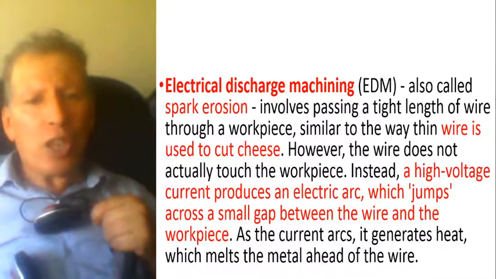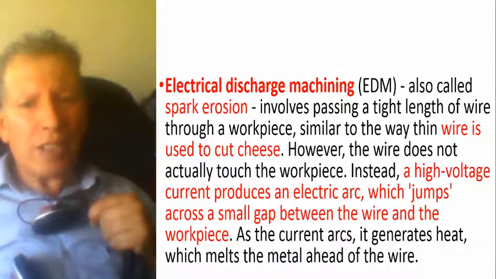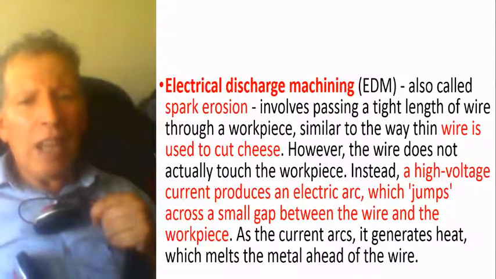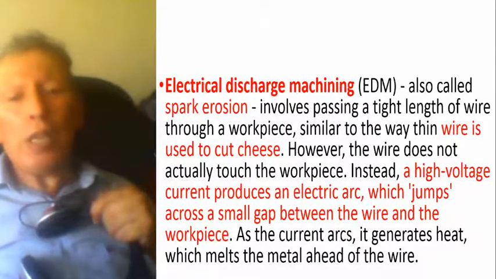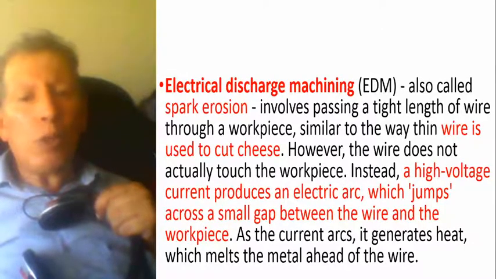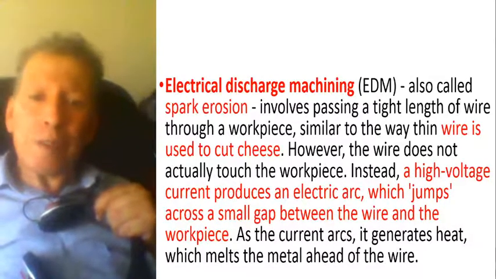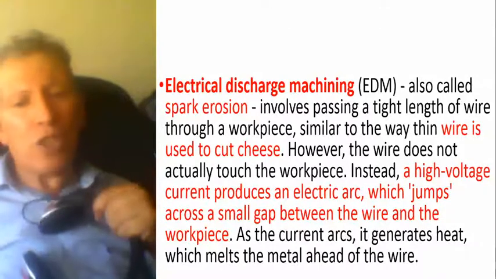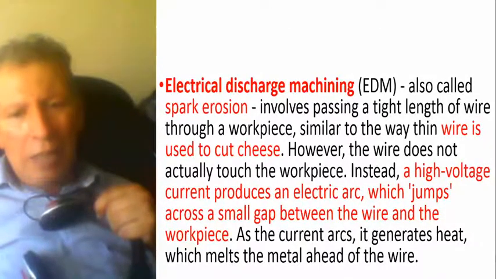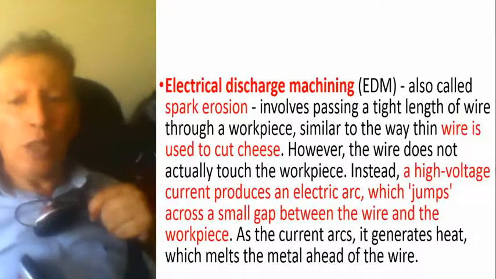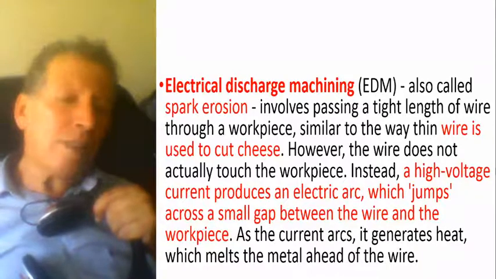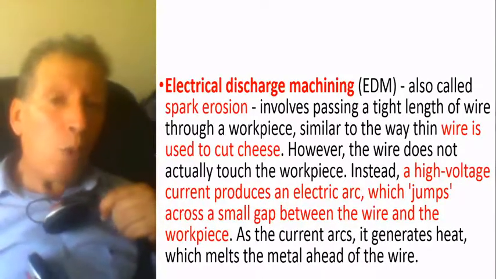Instead, a high voltage current produces an electric arc which jumps across a small gap between the wire and the workpiece. So there is some space between the wire and the workpiece. So it's electricity which does the cutting. As the current arcs, it generates heat which melts the metal ahead of the wire. Ahead, ça veut dire devant. Ahead of the wire.